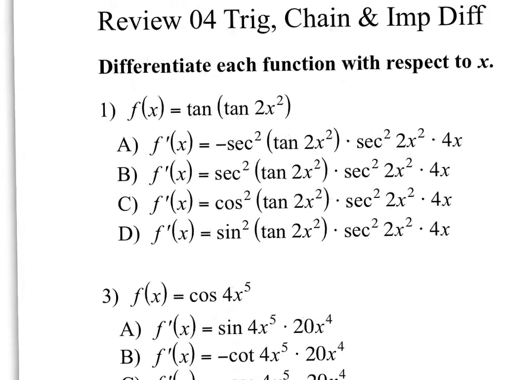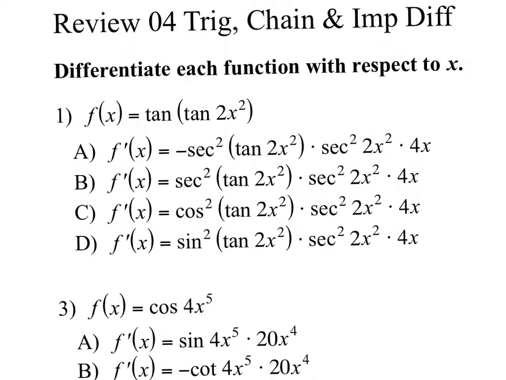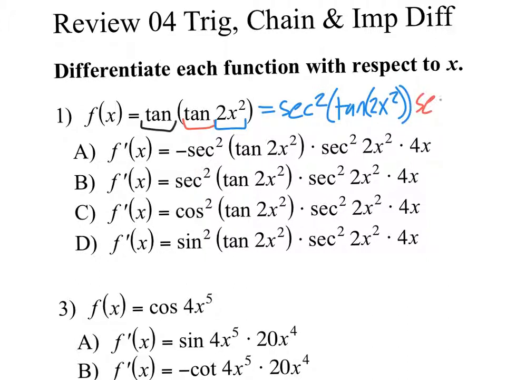Okay, first off I've got tangent of 2x squared, and I see that I've got some kind of a function on the outside, inside, and then super inside. So to take the derivative, I'm going to think about this as secant squared of tangent of 2x squared times the derivative of the inside, which is secant squared of 2x squared times the derivative of the super inside, which is going to be 4x.